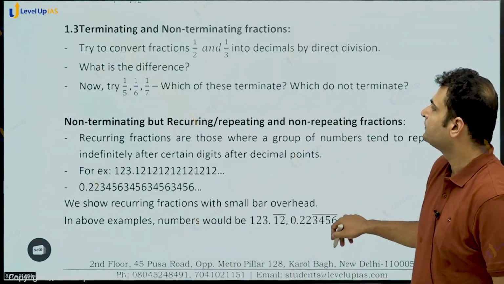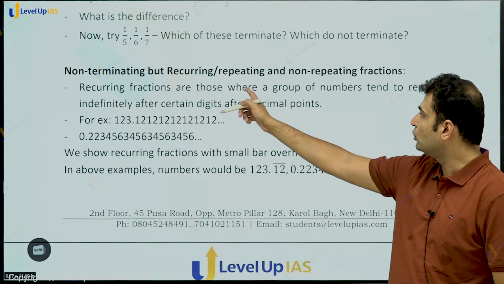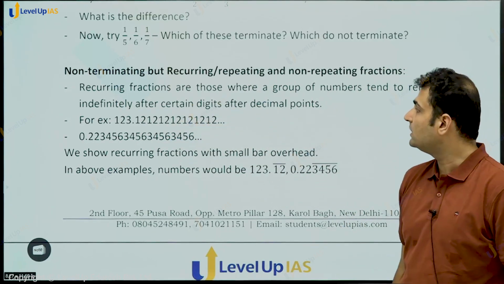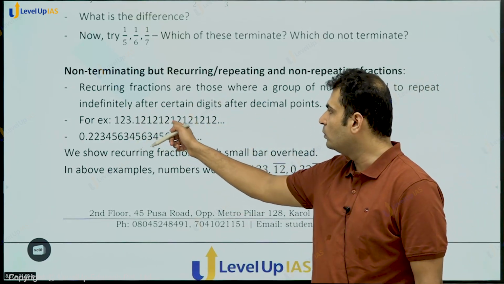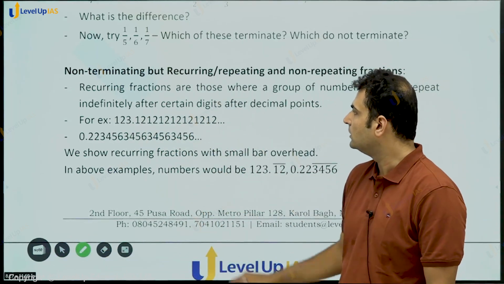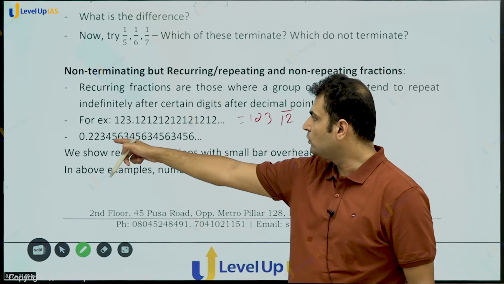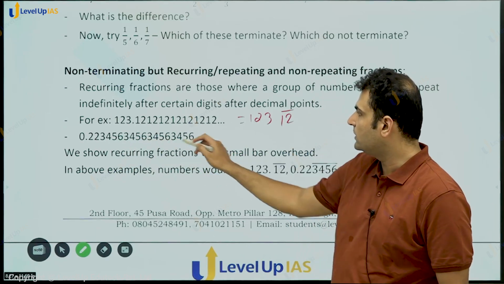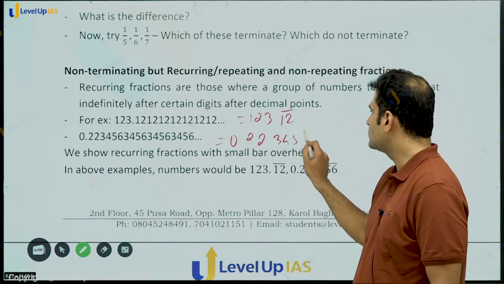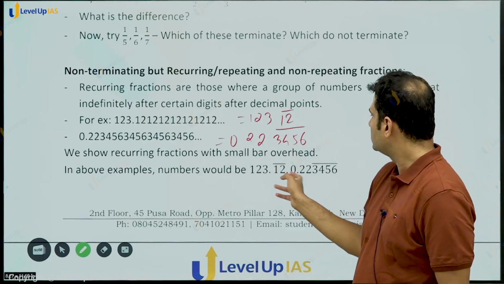Let us go back to the booklet. Recurring fractions or non-terminating repeating fractions are those where a group of numbers tends to repeat infinitely after a certain number of digits after the decimal point. Meaning this 123.12121212 that you see is recurring or non-terminating. How can this be written? It is also 123.12 bar. And 0.22345634563456 can be written as 0.223456 with a bar over 3456. Fine. This is how this fraction can be written.